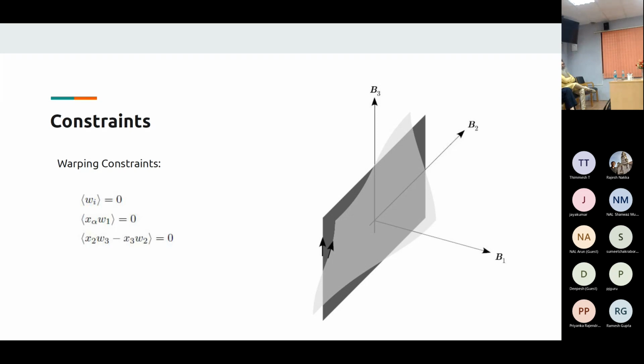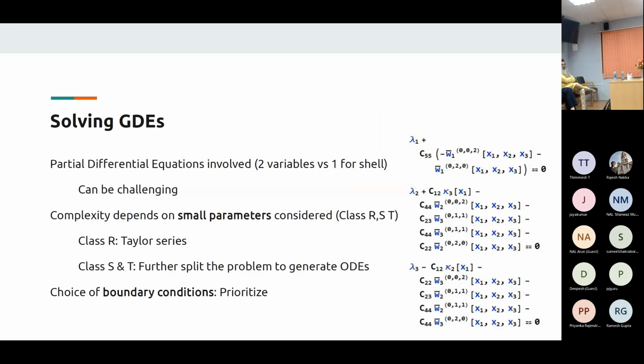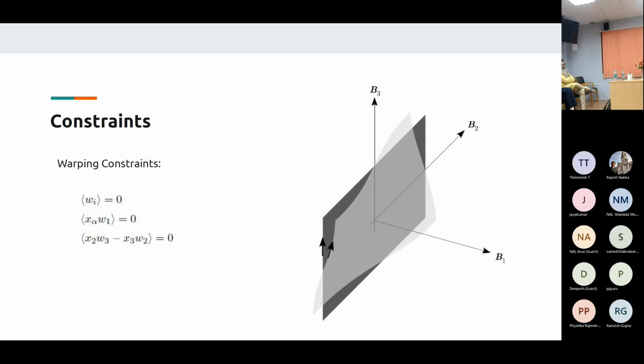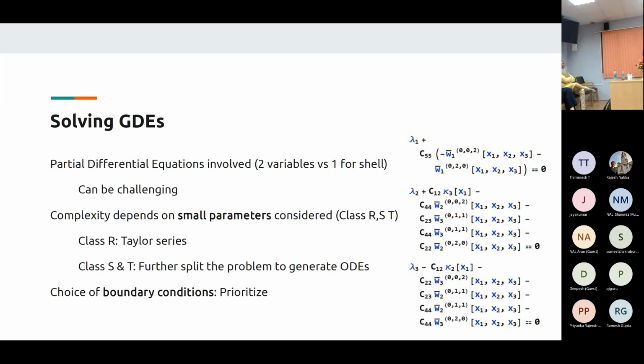So this is how a warping function should look. Just to show that it's actually a function of x2 and x3. That's a 2D representation of what it looks like, a small rotation. And then the second and third set of equations are just the moments about the warpings themselves. The angular brackets are just to average across the cross section.